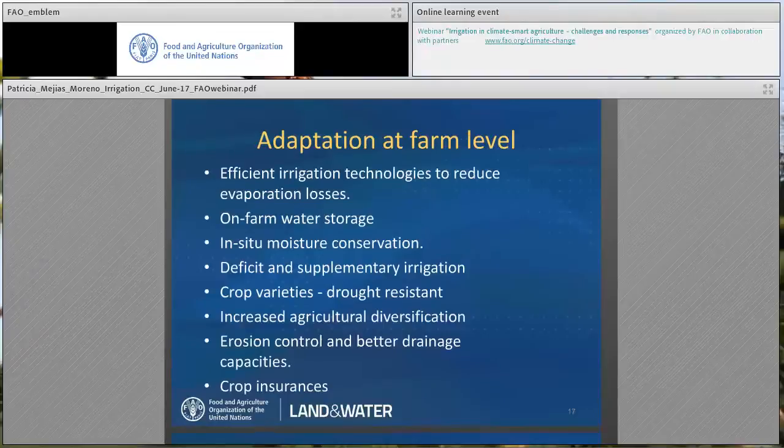So just to give you some examples of adaptation measures that can be implemented, I can show you some activities that can be done at farm level. This is not an exhaustive list, but for instance, efficient irrigation technologies to reduce evaporation losses are a good adaptation measure. Also on-farm water storage, in situ moisture conservation, deficit and supplementary irrigation, the use of drought-resistant varieties, and so forth.